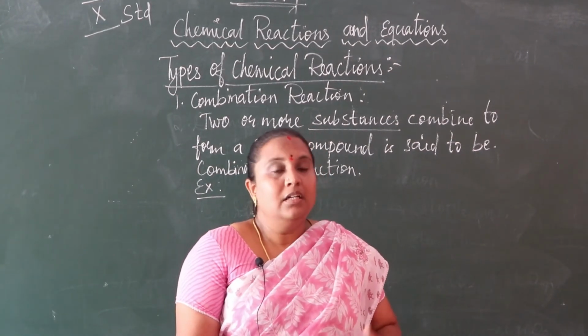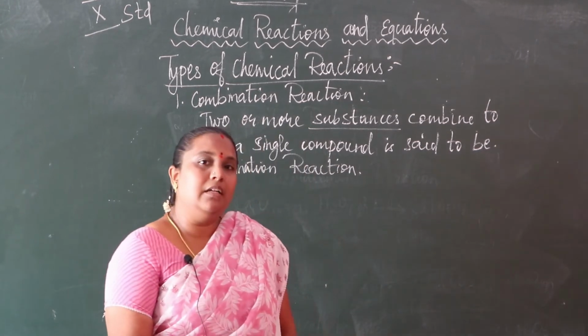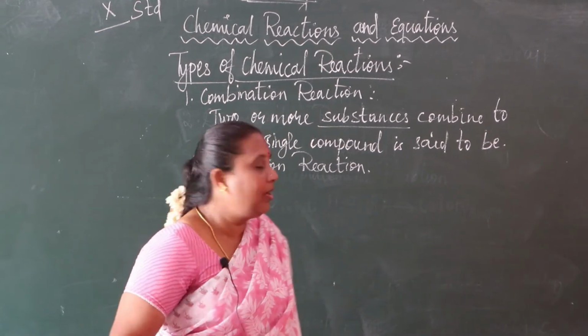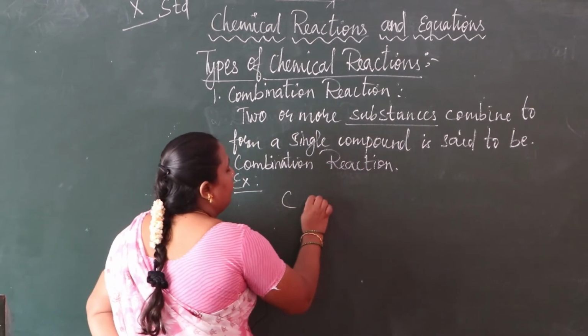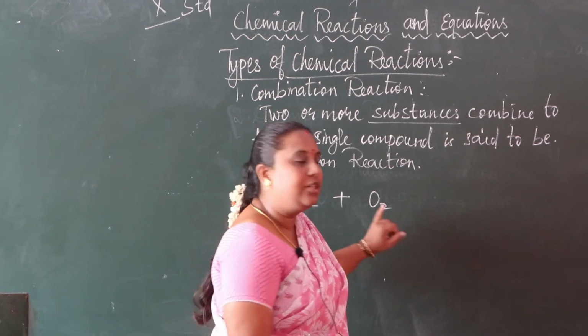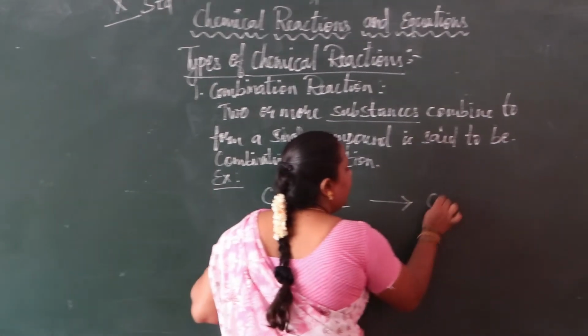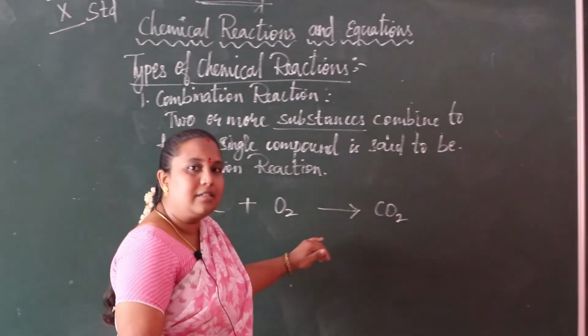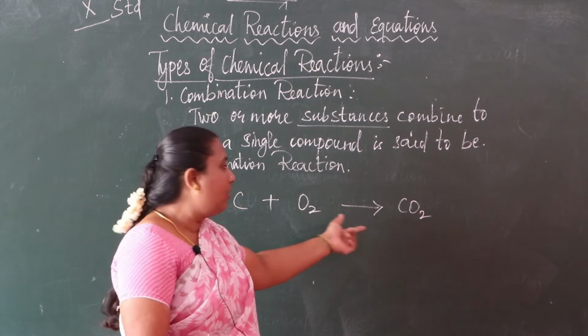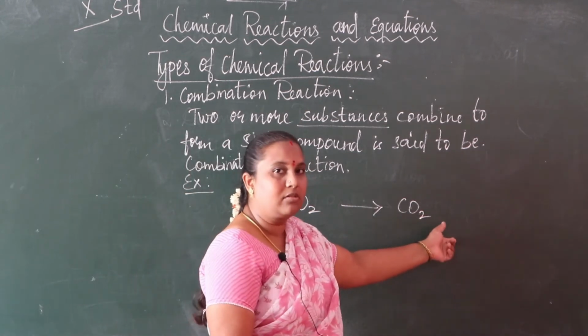Now let us see elements. That is the burning of coal. Burning of coal means it is carbon. Carbon burning with oxygen gives carbon dioxide. Is it right? Carbon reacts with oxygen, which gives carbon dioxide.